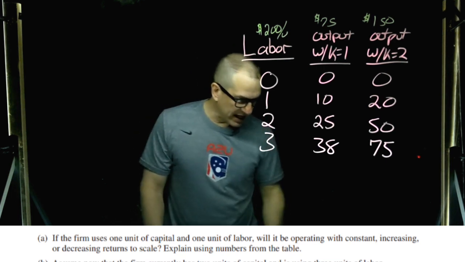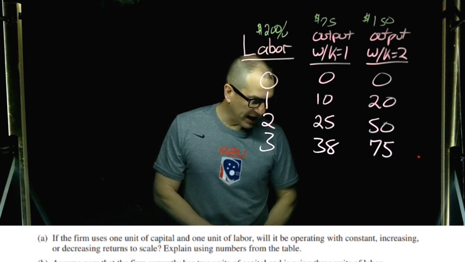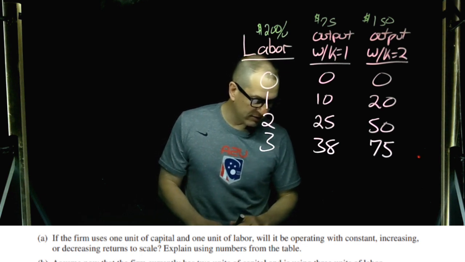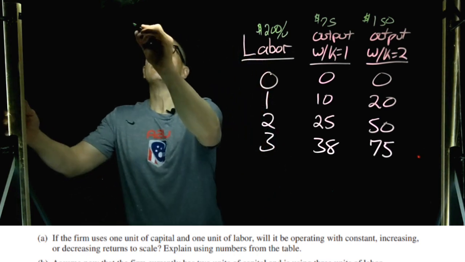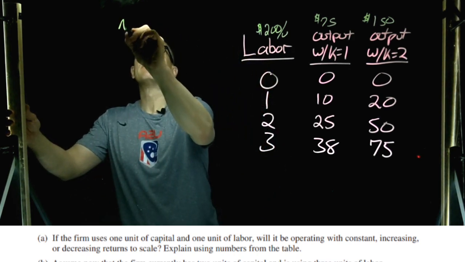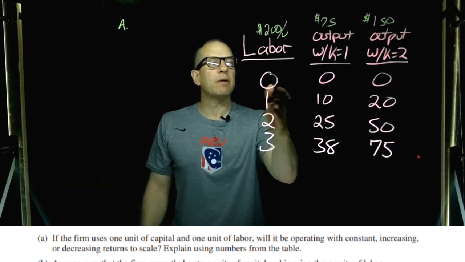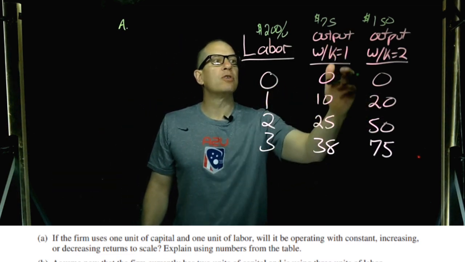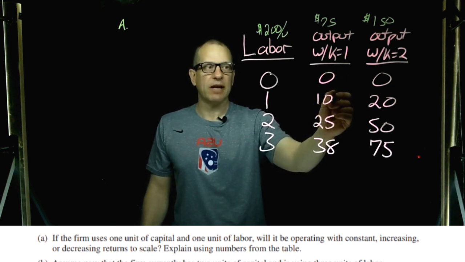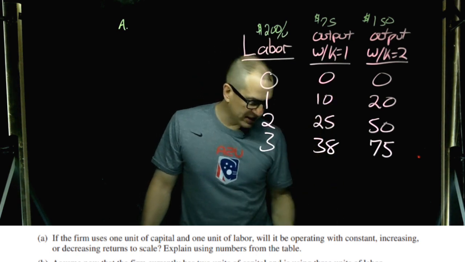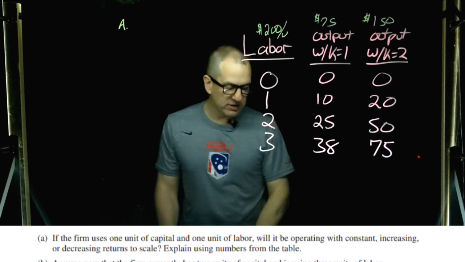Okay. First question asked, it says that the firm uses 1 unit of capital and 1 unit of labor. Will it be operating with constant, increasing, or decreasing returns to scale? It says explain using numbers from the table. So that's A. It's asking about using 1 unit of labor, that's here, and 1 unit of capital, that's here. This is that 10 output. Are we going to be experiencing constant, increasing, or decreasing returns to scale?